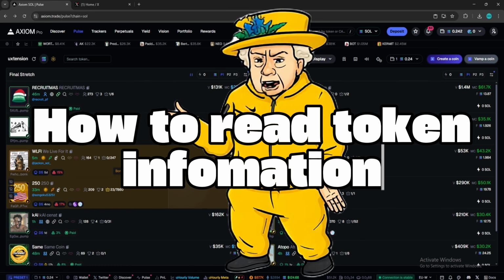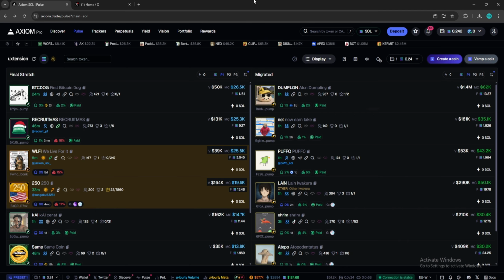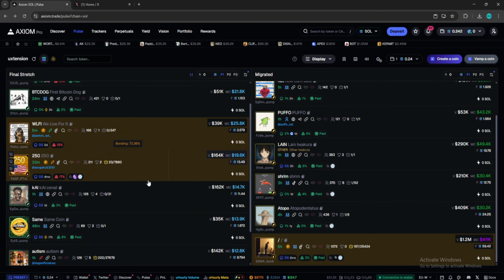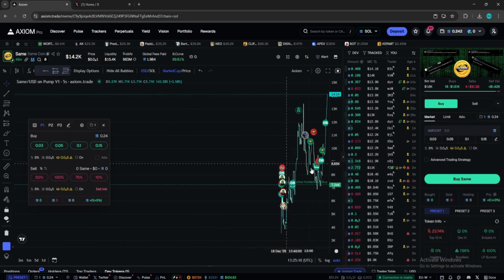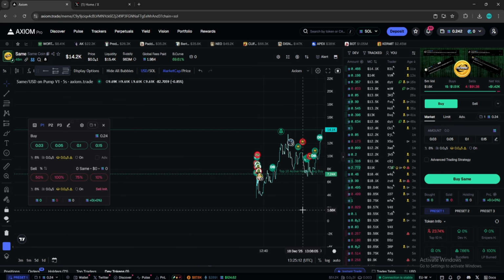I'm going to be teaching you how to read token information. The platform I'm using at the moment is Axiom Pro, but you don't really need to know about all of that. The reason why token information is so important is that it's a good way to filter out bad coins from good coins, and to gauge what the coin is actually saying.